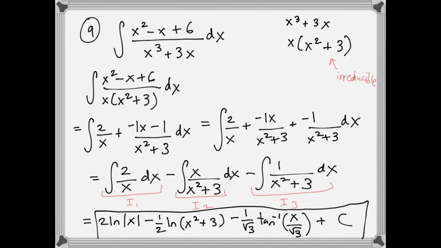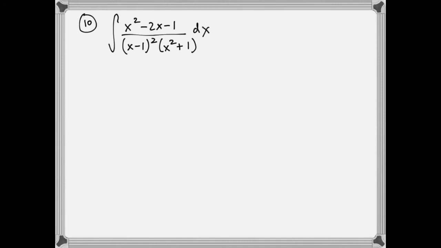Tricky, right? Okay, let's do another one. This will be our last partial fractions example, okay? So let's look at number 10 here. We're going to do the integral of x squared minus 2x minus 1 over, this time it's already factored for us. How nice they are.